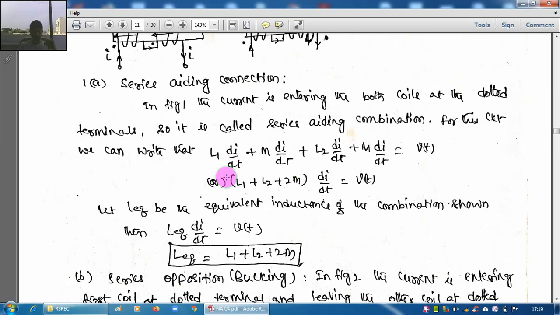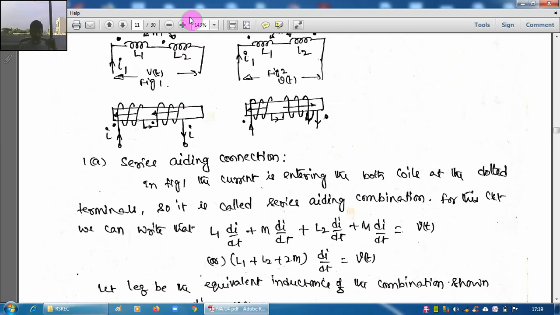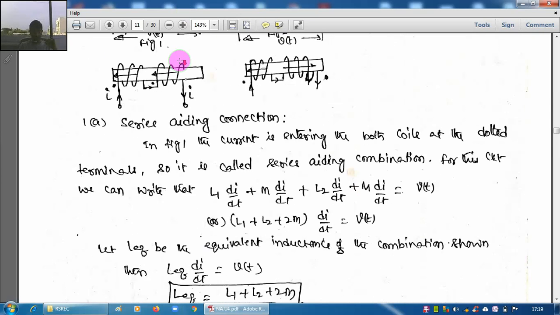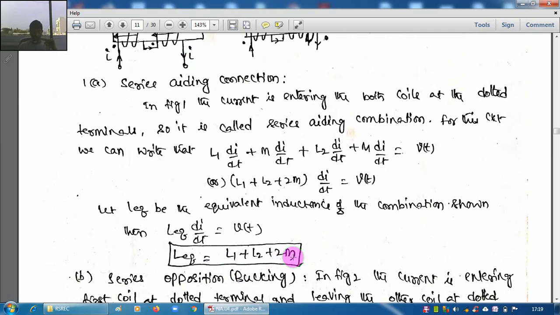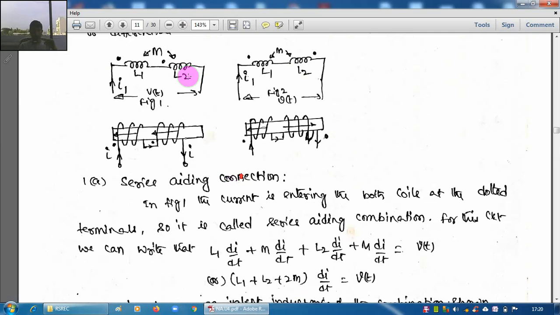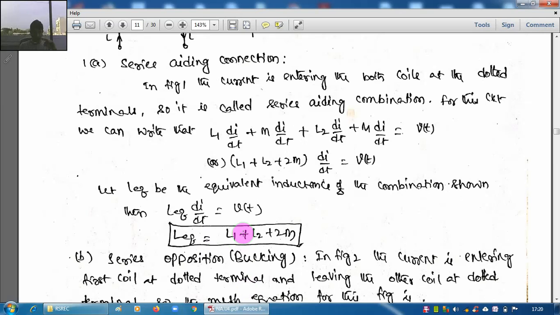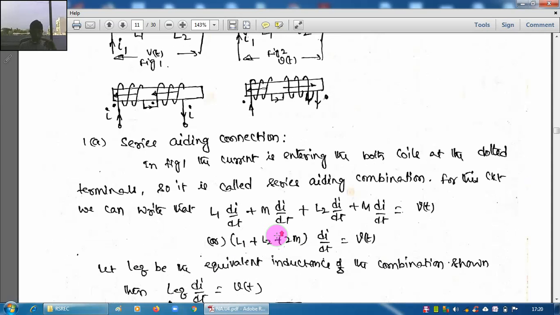So if this term is represented as L equivalent, then it can be written as V equal to L equivalent di by dt, like that. So what we can say is that the equivalent inductance of this combination, if you connect the coils like this, will be L1 plus L2 plus 2M. So if the two coils are connected in series aiding, then the equivalent inductance of the circuit will be L1 plus L2 plus 2M.